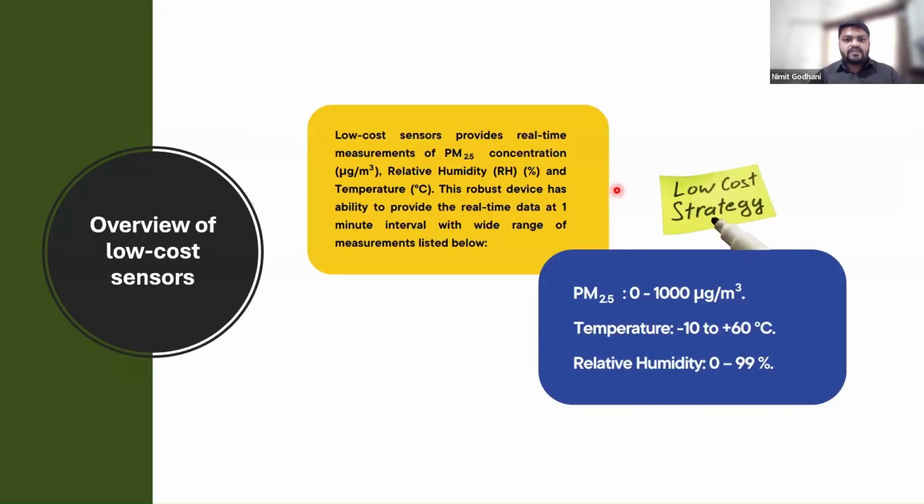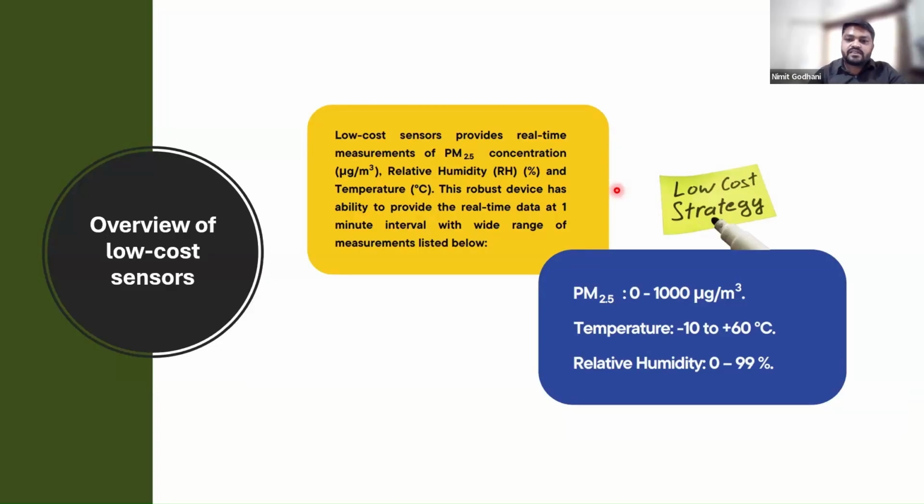And the overview: the low cost sensors provide real-time measurements. In our first deployment, we used PM 2.5, PM10, relative humidity, and temperature. These four parameters we are measuring. There are quite a few limitations for each and every sensor. In the market, all kinds of low cost monitors are available.